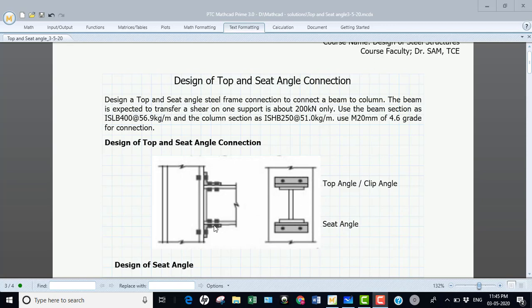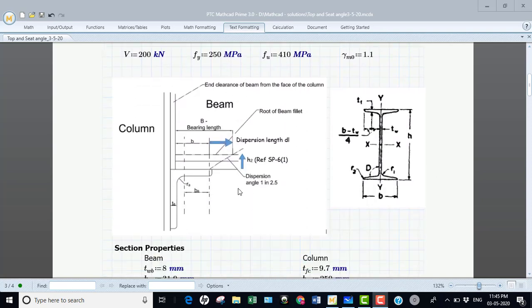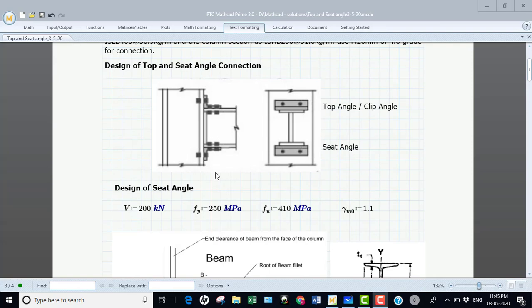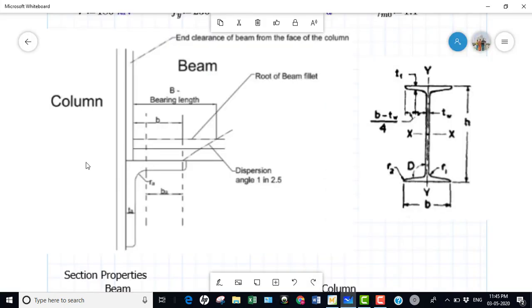To explain the design of the seat angle, I should explain the force transferring mechanism, the shear from the beam to the seat angle to the column. I'll explain that force transfer mechanism before designing the seat angle. So to explain this, I'll take the enlarged view of that region, where this is the seat angle. So this is the enlarged view of the seat angle region.